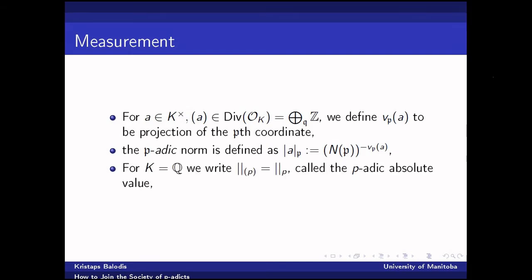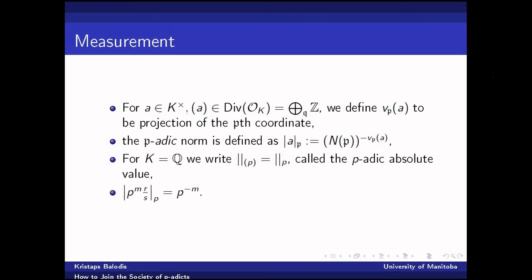So specializing to the case of the rational numbers, we're just going to write, instead of the parentheses around the p, since our prime ideals are precisely generated by the prime numbers, we're just going to denote it with a p and drop the parentheses, and we're going to call this the p-adic absolute value. So in particular, suppose we have some rational number, and we've factored out the largest divisor of p from the numerator and denominator. So we have some number of this form, p to the power of m, times r over s, where r and s are both prime to p. Then the p-adic absolute value of this is simply going to be p to the minus m.